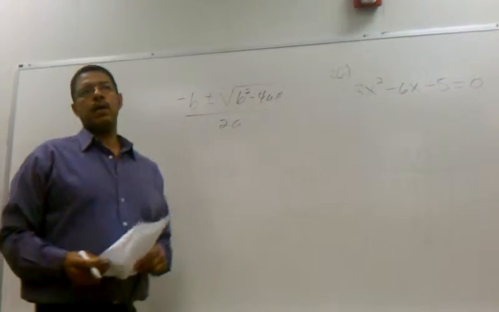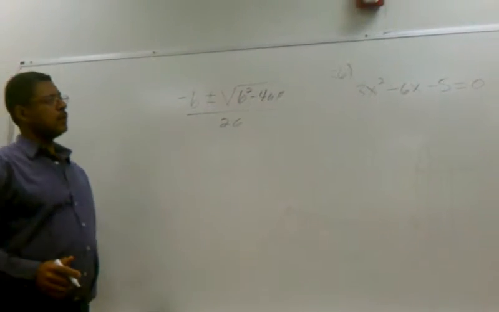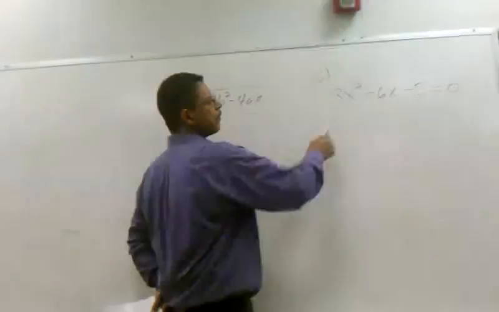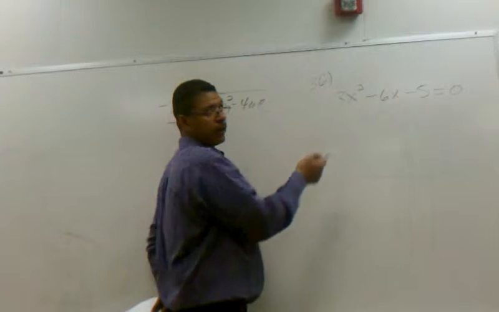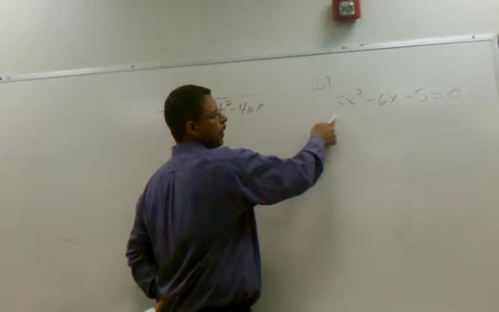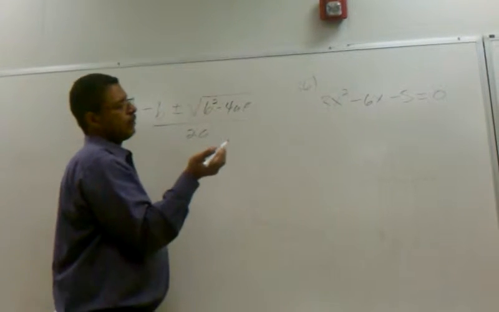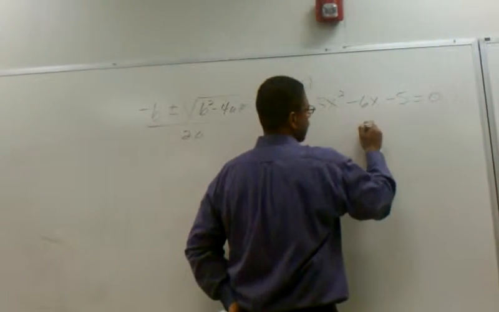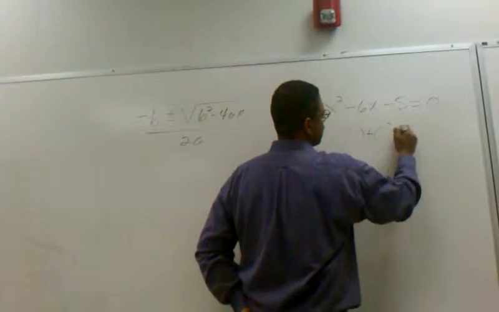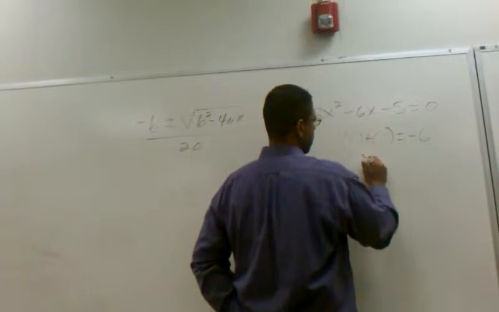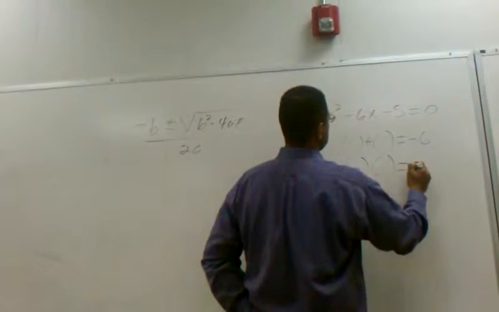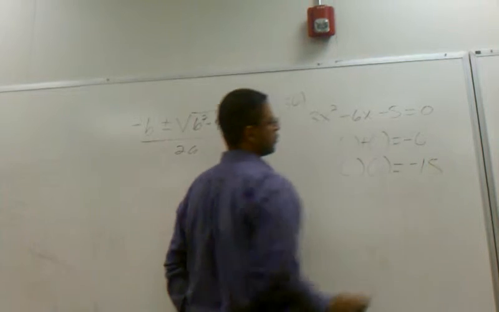Okay, now when you use the quadratic formula, normally we can solve this by factoring, right? Now let's see if it's factorable. If it's not factorable, you use the quadratic formula, follow me? So let's see if it's factorable. Are there any two numbers that when I add give me negative 6, however when I multiply give me negative 15? Is that possible?